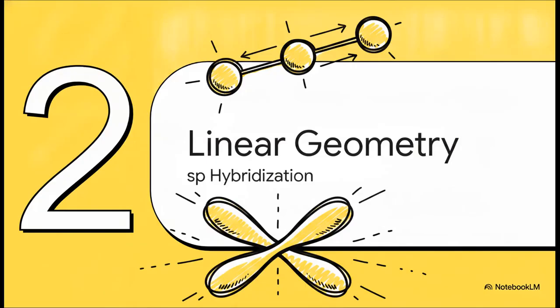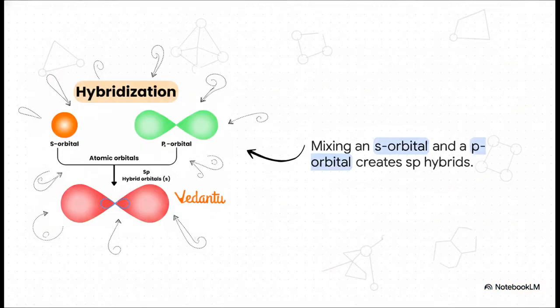Section 2. Linear geometry, sp hybridization. Now that we've got the why down, let's look at our first specific flavor of mixing. When a single spherical s orbital hybridizes with one dumbbell-shaped p orbital, they blend to form two distinct sp hybrid orbitals. The result is this intermediate shape. You'll see a large lobe on one side and a tiny, smaller lobe on the other. It's neither perfectly spherical nor completely symmetrical like a standard p orbital.